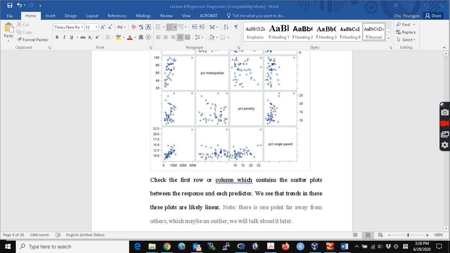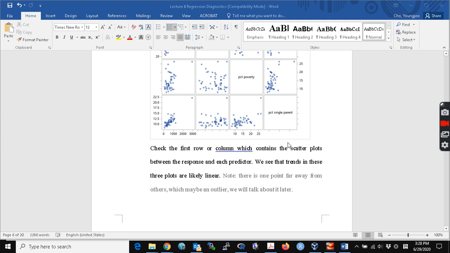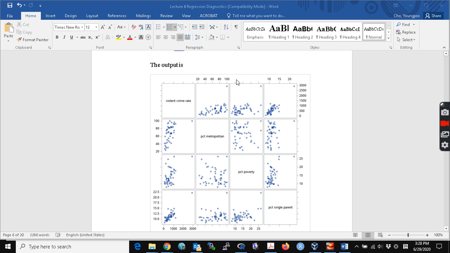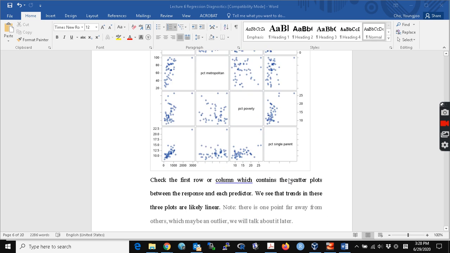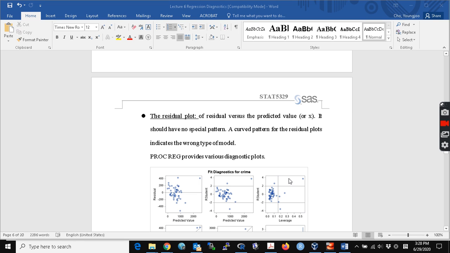When you look at that, the relations between the crime rate and each variable are very close to linear. Although you can see that there's one data point far from the rest of the data points, which I will talk about later, just looking at the trend, they are likely to be linear. The second method is to look at the residual plot.